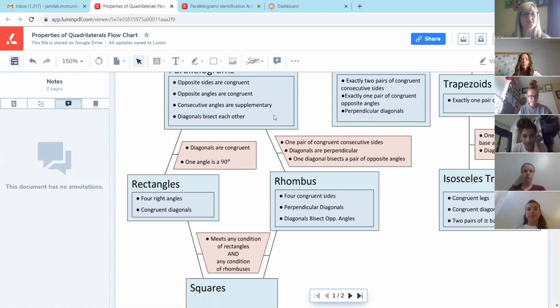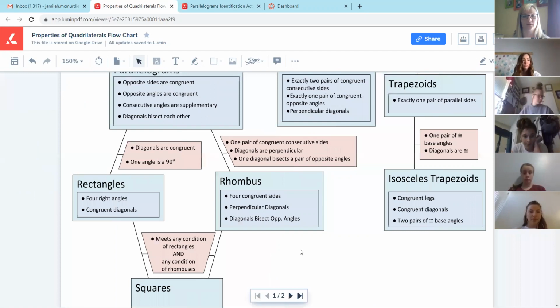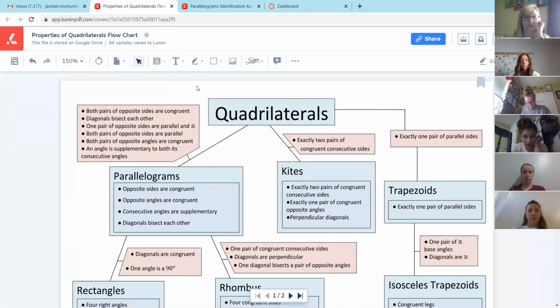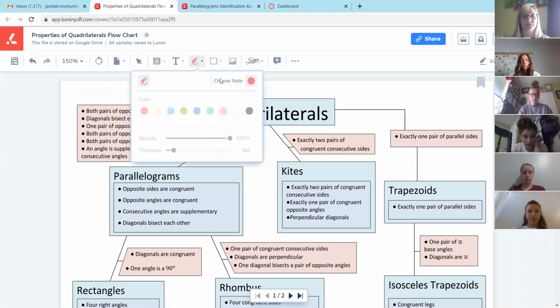Awesome. Okay, so this flow chart that we have here goes through, and sorry, I meant to get set up before I started and I forgot.